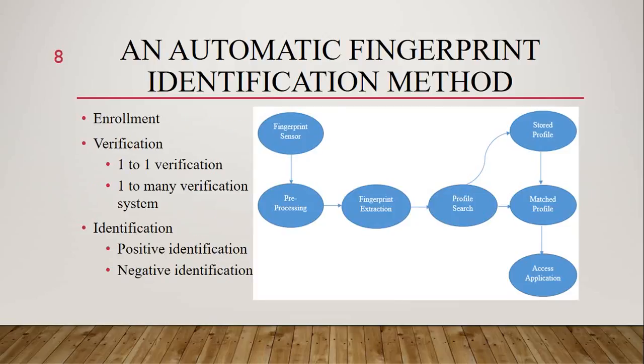Okay, now the automatic fingerprint identification method. This is how the system works. As you can see in the image, there are three methods involved in this process. First, the image is captured from the sensor at the top and the thinned image will be extracted. Later it will be matched with the database.